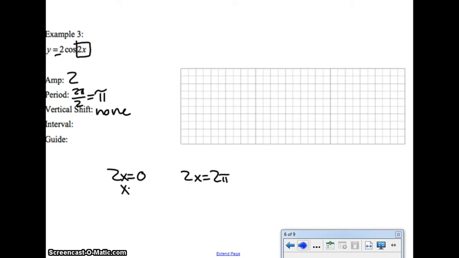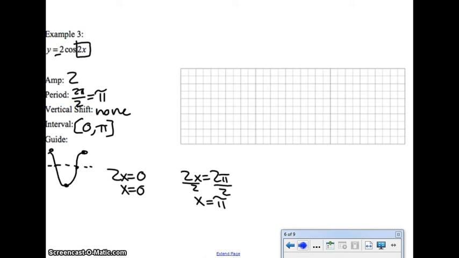So here, x is 0. Here, when we solve for x, x is pi. So our interval is 0 to pi. So our starting and stopping places are going to be different. All right, our guide is still going to look the same for cosine. So cosine starts and ends at its max. It's at its min halfway in between.